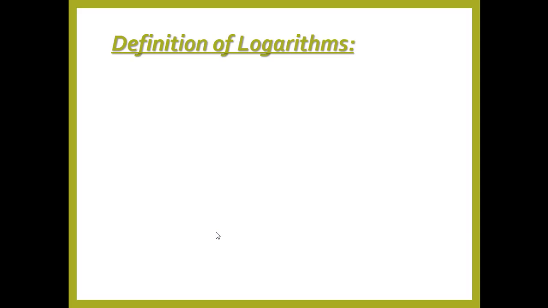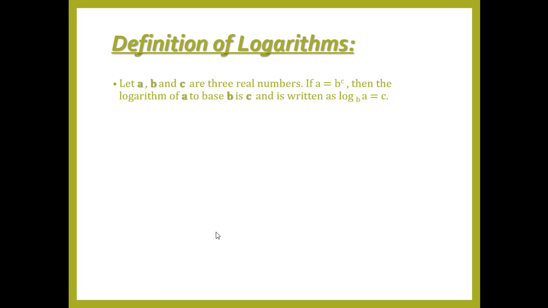Okay, definition of logarithms. Let a, b and c be 3 real numbers. If a is equal to b to the power of c, then the logarithm of a to base b is c, and it is written as log to the base of b of a will be equal to c. What does it mean? It means that if we apply the power c to base b, we will get a.